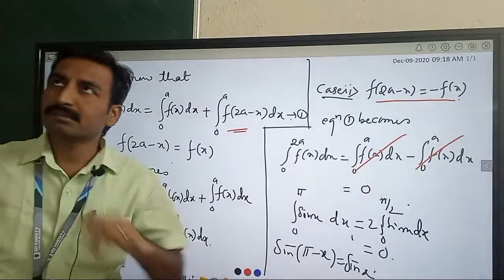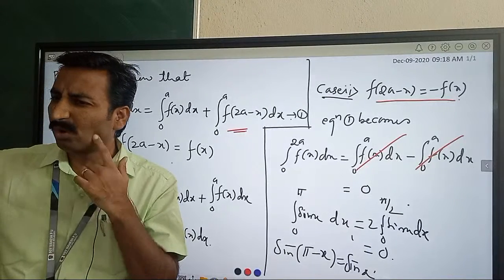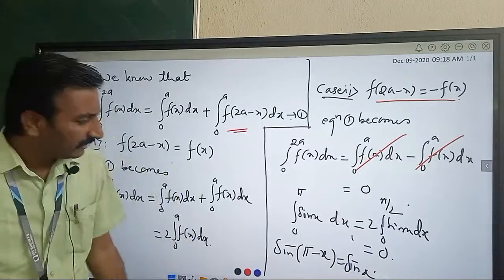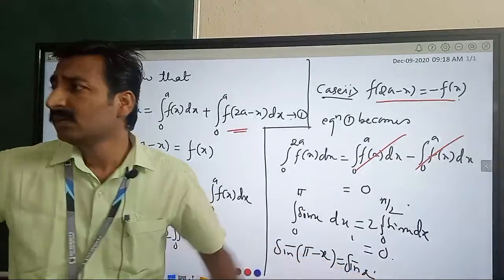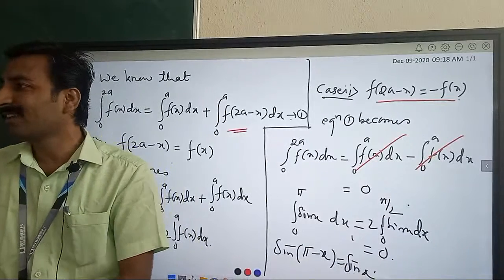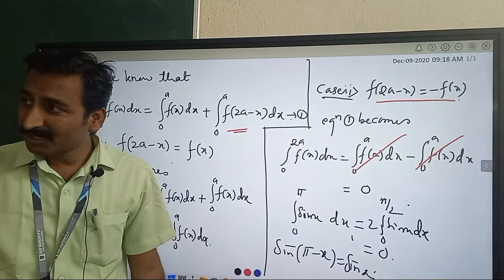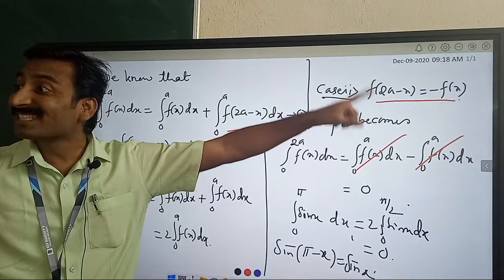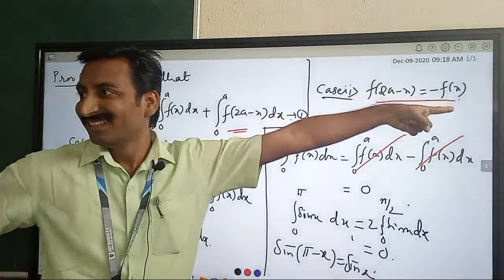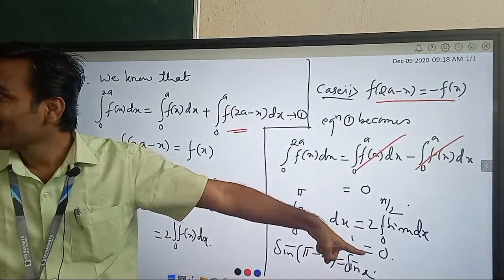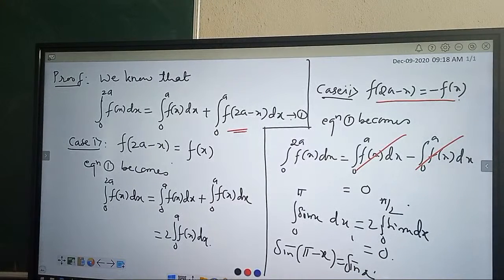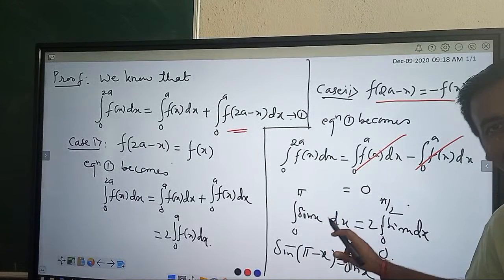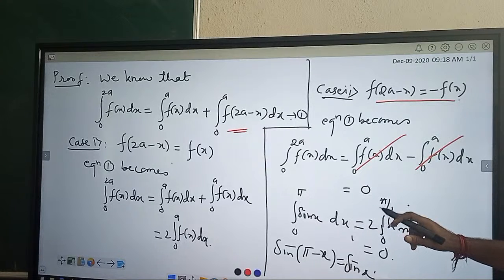Again, a small query will come in my mind: suppose, sir, instead of this there was a cos function. So cos of pi minus x, what is cos 180 minus theta? Minus cos theta. What is the meaning of that? The previous 2 cases are there. What I want to tell you is, you do not need to do all this. Whenever you have 0 to pi cos x dx, the answer is directly 0. Very clearly understood.